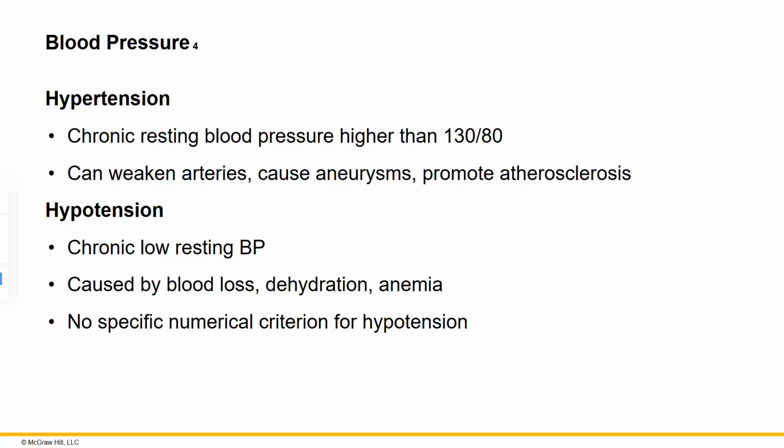Hypertension, chronic resting blood pressure higher than 130/80. It can weaken arteries and cause aneurysms or promote atherosclerosis. Hypotension, chronic low resting blood pressure, caused by blood loss, dehydration, anemia. No specific numerical criterion for hypotension.